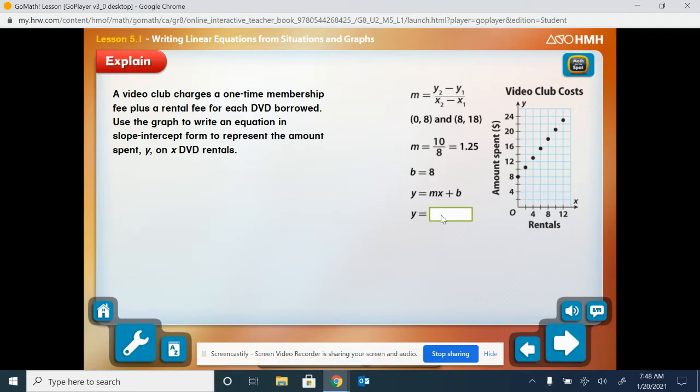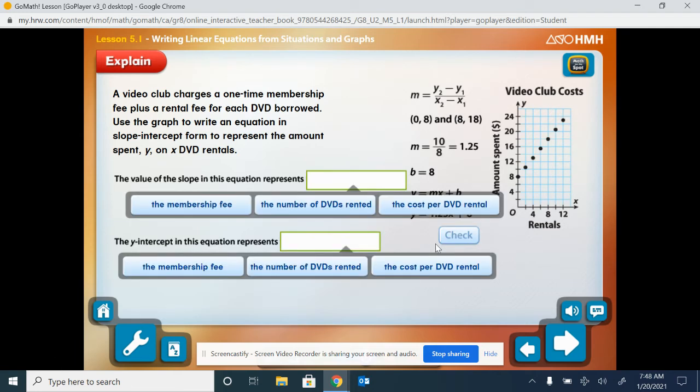Now, you can use the slope and y-intercept to write the equation of the line that passes through these points. Use the decimal form of the slope. So the slope is 1.25, and then don't forget to put the x, and then the y-intercept is 8, so plus 8. Yes, that's right. Let's interpret the result.